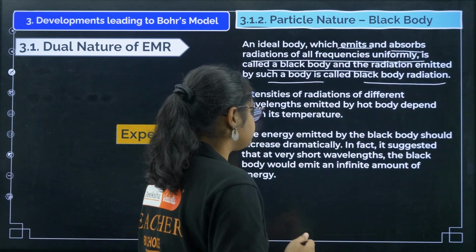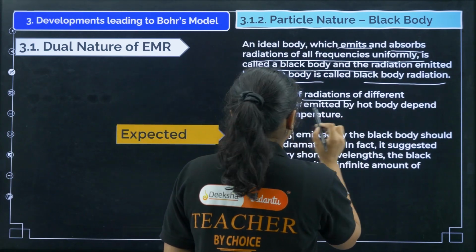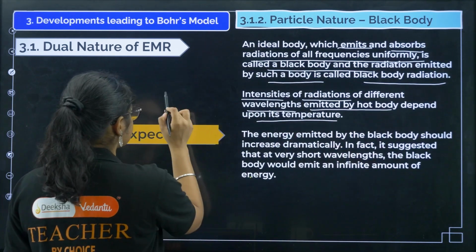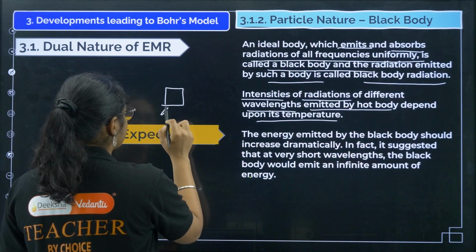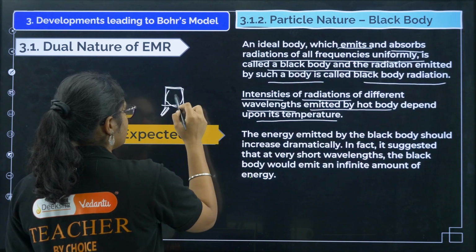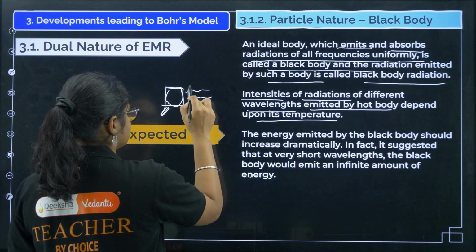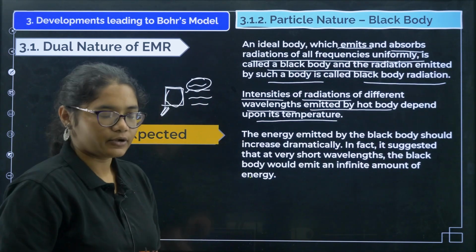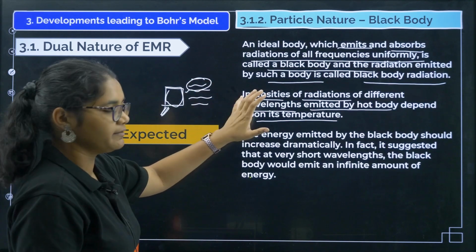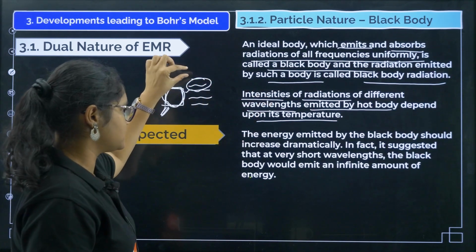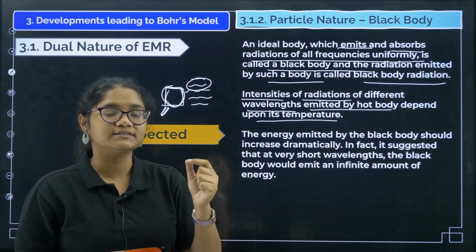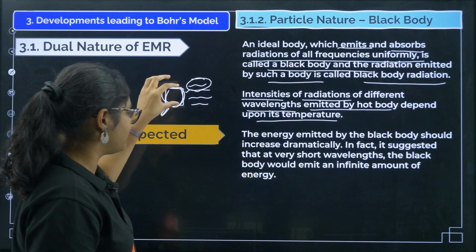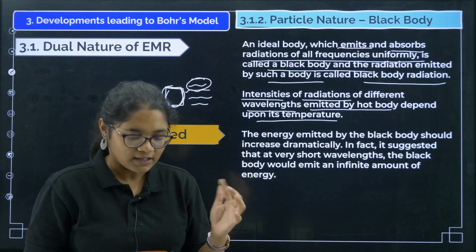So now, the intensities of radiations of different wavelengths emitted by a hot body depend upon its temperature. Suppose a body is there and you are heating it continuously. Slowly it will become hot and start emitting radiations. The wavelength and the intensity of this emitted radiation depend on the temperature to which the body is heated. Are you getting what I am saying?